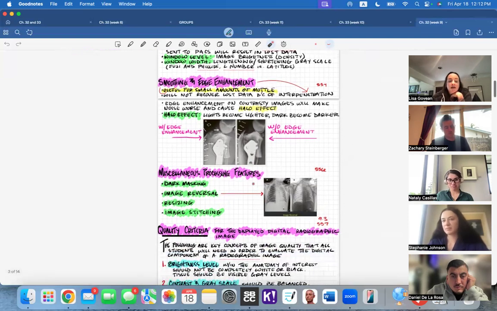For the next one, I definitely have seen the image reversal, dark to light, light to dark, a lot, especially when they're checking for PICC line placement or something. A lot of times they will look and it's just a lot easier to see. Nothing is different and they don't change it permanently. They just look, oh, it's where it's supposed to be, and then revert it back to the normal image.